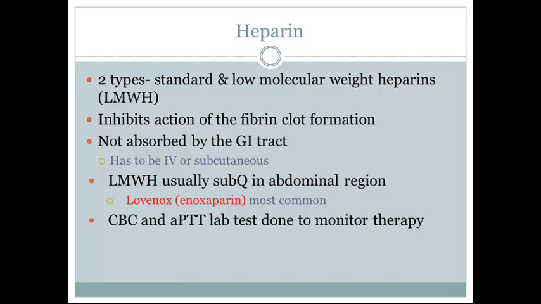Heparin, there are 2 different types. There's standard and then there's low molecular weight heparins. They inhibit the action of the fibrin clot formation. It is not absorbed by the GI tract, so it either has to be given IV or subcutaneously. Many patients give it subcutaneously. Low molecular weight heparins are usually subcutaneous in the abdominal region. The most common medication is Lovenox. And when we are doing these medications, we will want a CBC and an APTT lab test to be done to monitor therapy.